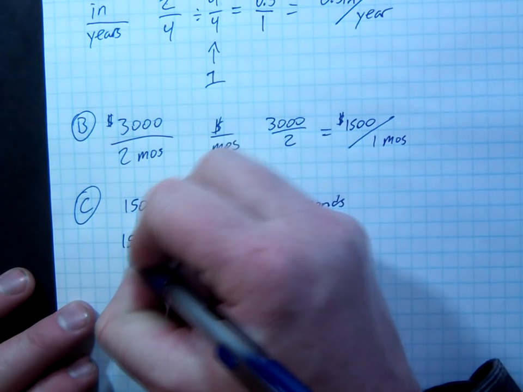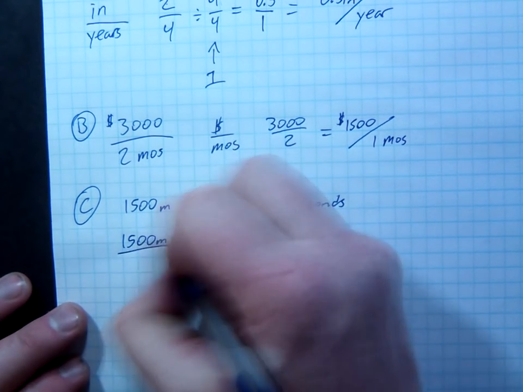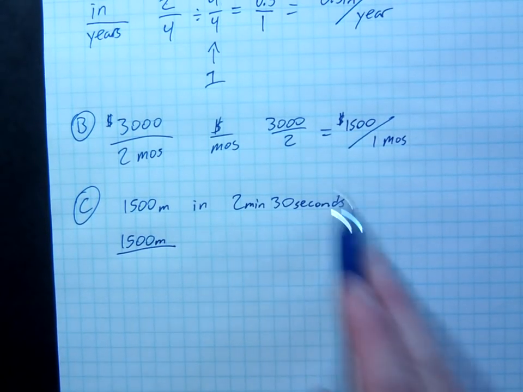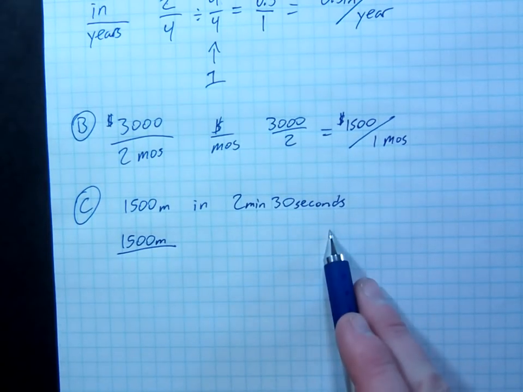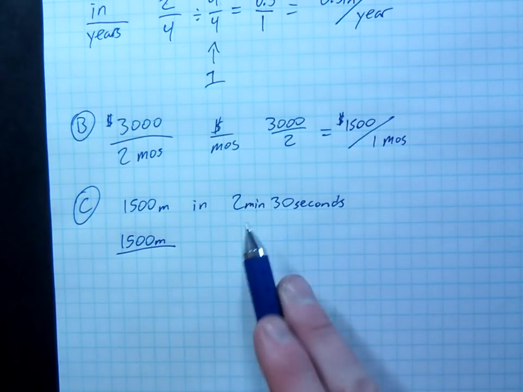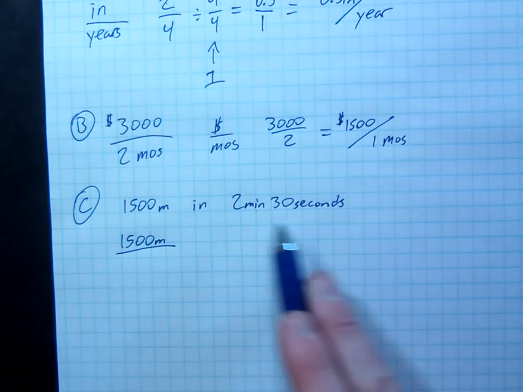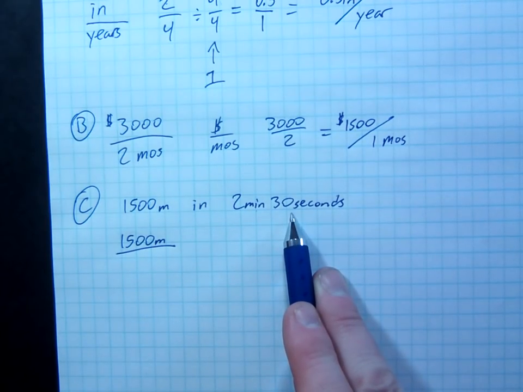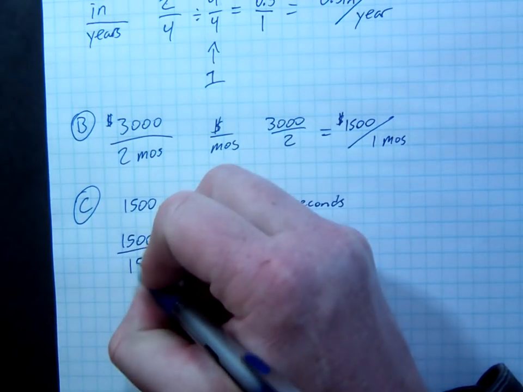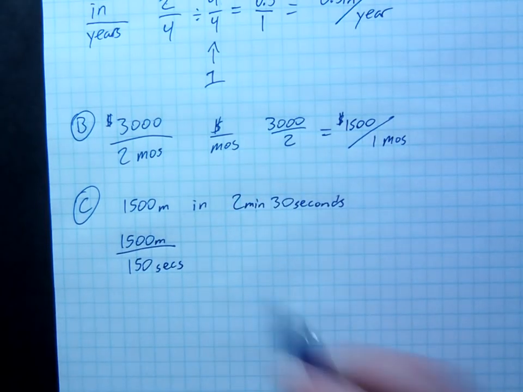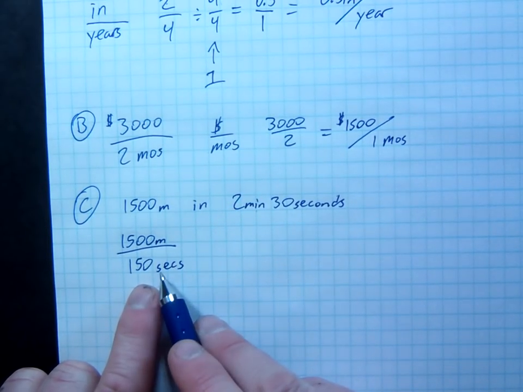So I'm going to rewrite my ratio, 1,500 meters in, but now I have to make a decision. I either have to express this amount of time in minutes or in seconds. It can't be a combination of both. Diego, how many seconds in a minute? 60. 60 seconds in a minute. So how many seconds in 2 minutes? 120. Plus the 30 additional seconds? 150. 150 seconds. So I can say this is 1,500 meters in 150 seconds. That's one way that I can express this rate.